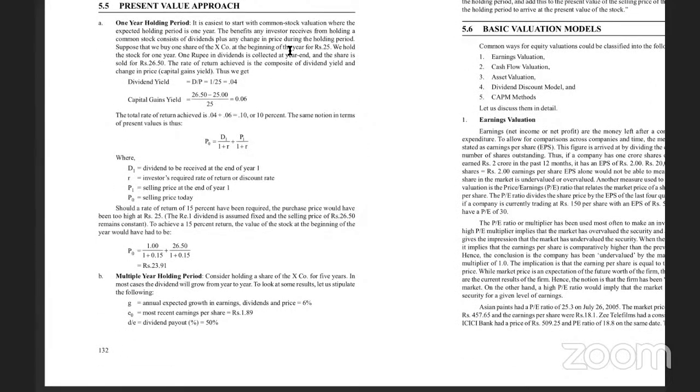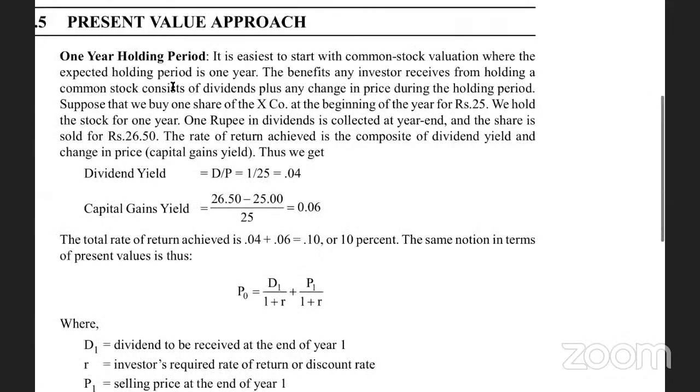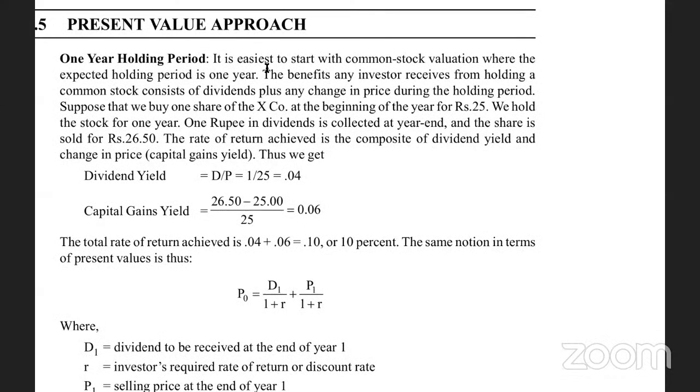All right. You have an example. There's a problem. What is the problem? Suppose that we buy one share of X company at the beginning of the year at 25. We hold the stock for 1 year. 1 rupee in dividends is collected every year, and the share is sold for 26.50.